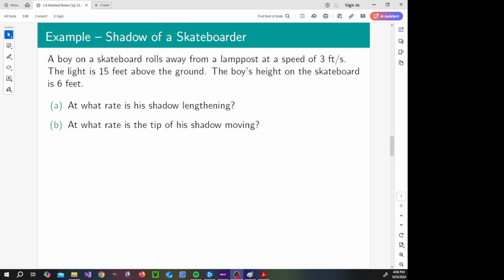Okay, so with this question, we're talking about related rates again, right? So let's start with this question. A boy on a skateboard rolls away from a lamppost at a speed of 3 feet per second. The light is 15 feet above the ground. The boy's height on the skateboard is 6 feet.